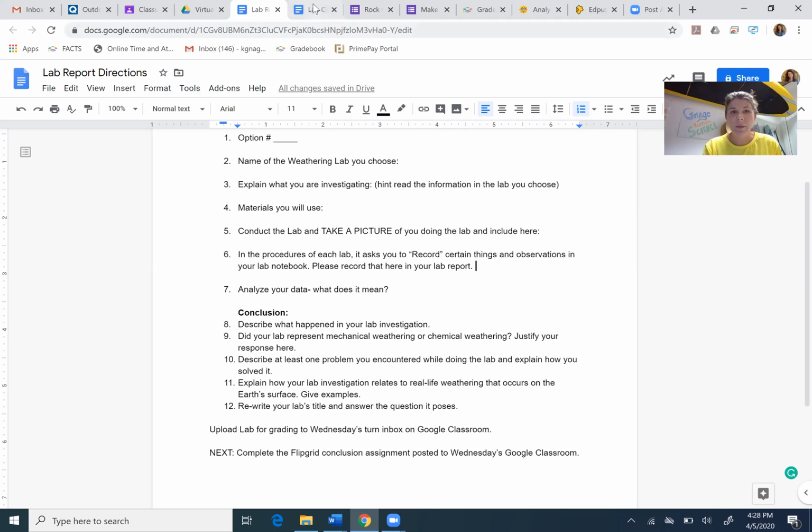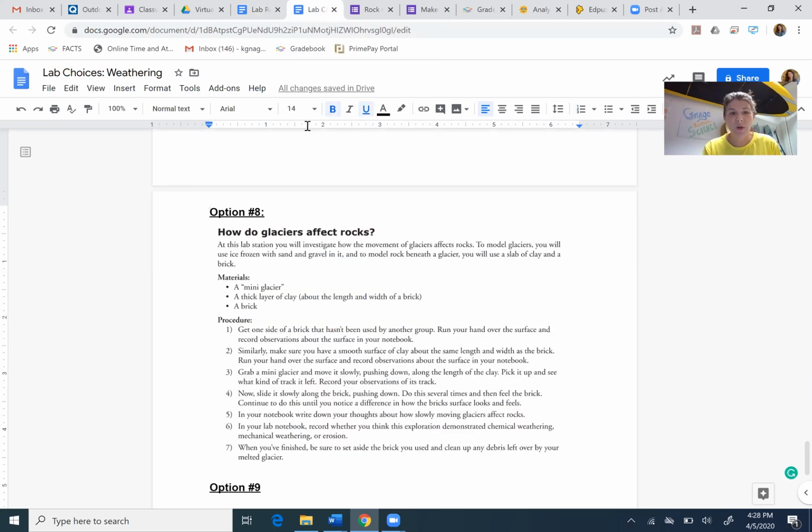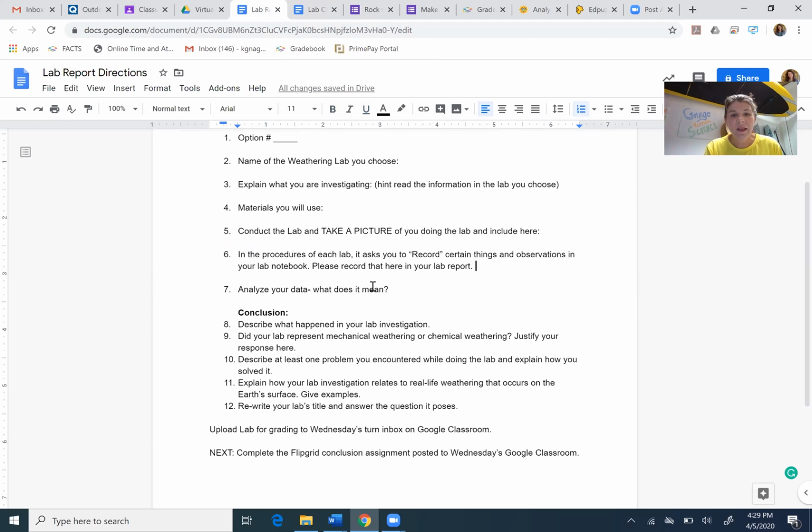So for example, let me go back to our choices. Number 5 under option 8 says, in your notebook, write down your thoughts about how slowly moving glaciers affect rocks. You're going to include whatever it's asking you to record in your lab notebook. Okay, then you're going to analyze your data. What happened? What does it mean? What went on? Tell me, okay?